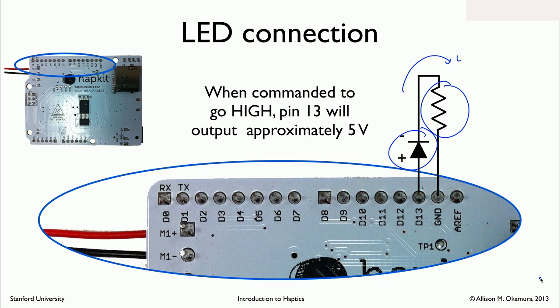And how do I know that that's the direction of current flow? I know because this pin is going to be going to 5 volts, and this pin here is defined as ground, so that's going to be 0 volts. So essentially, this is the same exact circuit that we had on the last slide, only now the power is not coming from a battery, it's actually coming from your Hapkit board. So that's what the circuit looks like in a diagrammatic form.